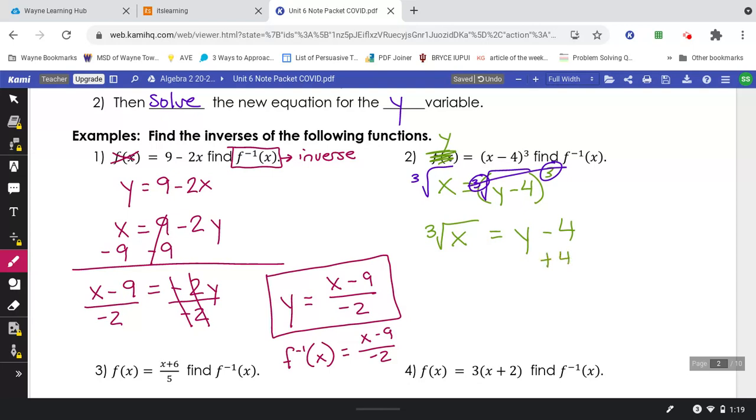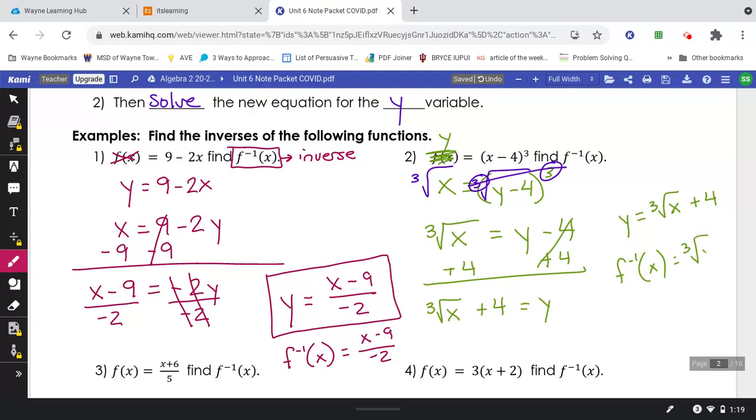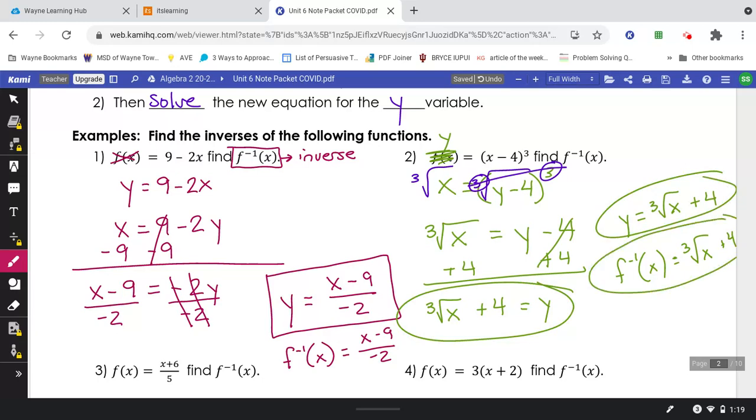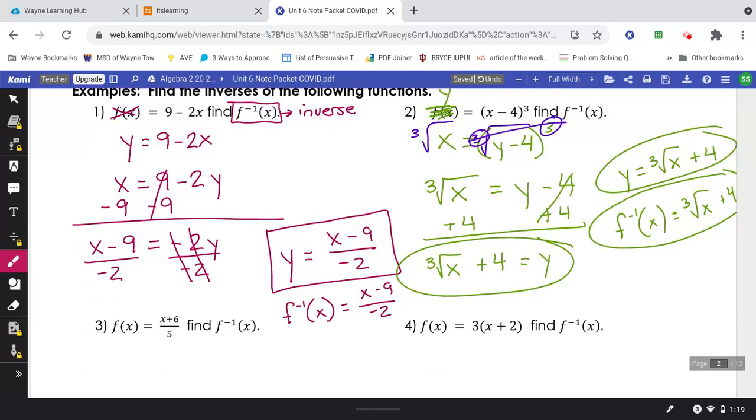Last step, add 4 to both sides. Third root of x plus 4 equals y. Or you can write it as y equals the third root of x plus 4. Either one of those is good. You could even write f to the negative 1 of x, inverse, is the third root of x plus 4. All of those are great answers. 1, 2, 3, all great answers. As long as the y is by itself, you know you've solved.